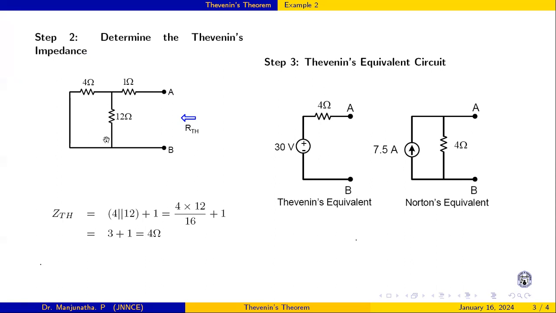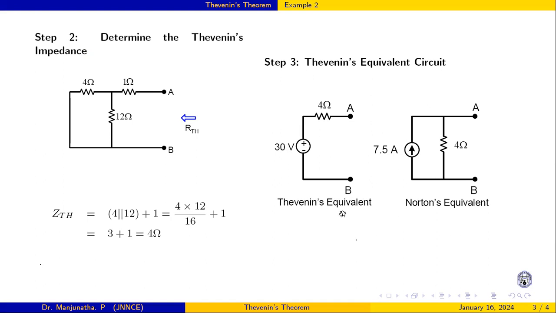So 12 and 4, these two are in parallel, in series with the 1 ohm when I look back from the terminals. So 4 into 12 by 16 plus 1, that is 4 ohm. This is the Thevenin's equivalent. And for Norton's equivalent, just replace this source with a current source in parallel with this Thevenin resistance. 30 by 4, it is 7.5.